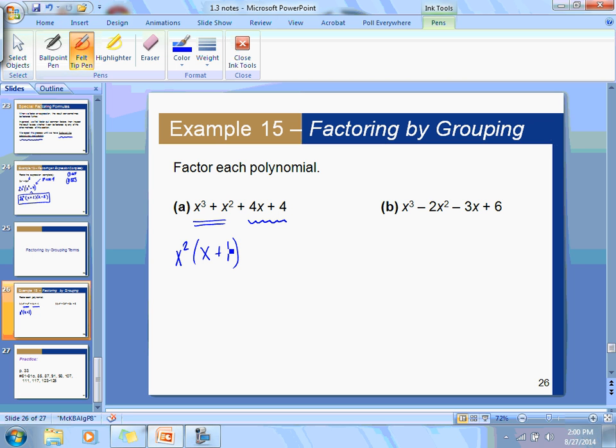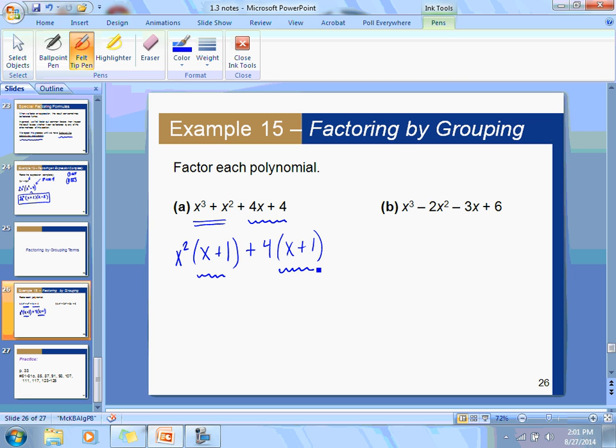That's a common mistake. And here, for these other two terms, the 4x and the 4, I'm going to take out a 4 as their GCF. So that leaves me with an x and then a plus 1. Again, because 4 divided by 4 is a 1. Now the stuff in the parentheses matches. That's how you know you did the grouping and the taking out of the GCF correctly.